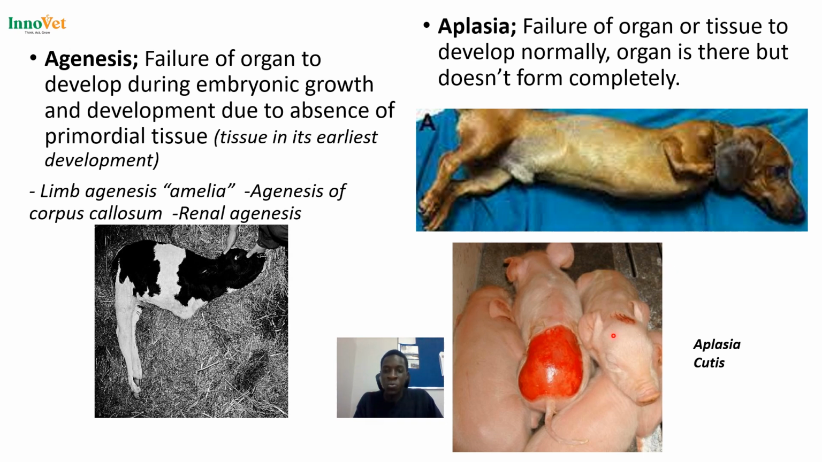And then also in this other picture where we have the pigs, we see that there's a reddened part of the skin. This part has failed to develop. It's part of the skin which had developed earlier, but it failed to develop fully.